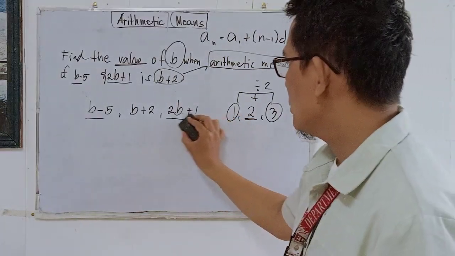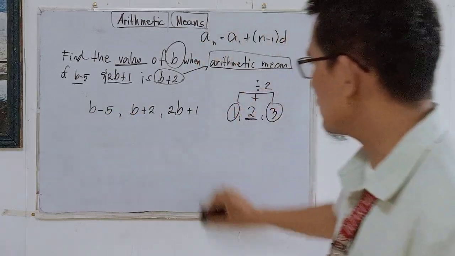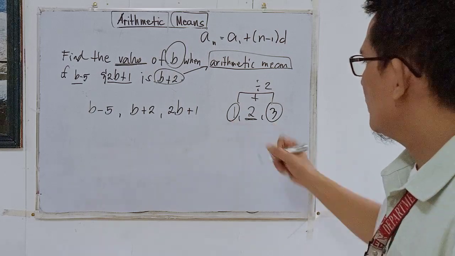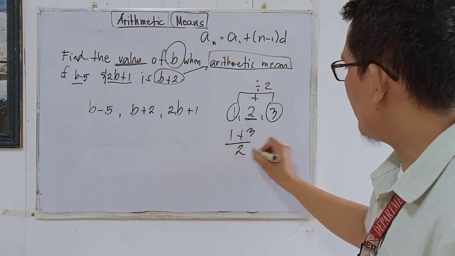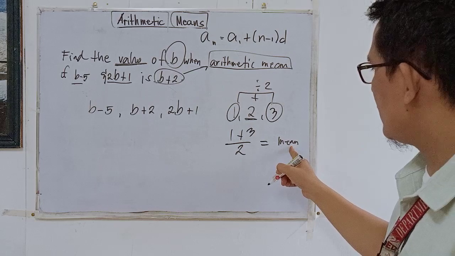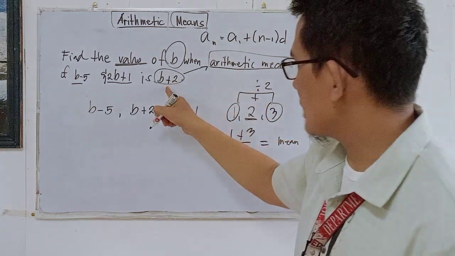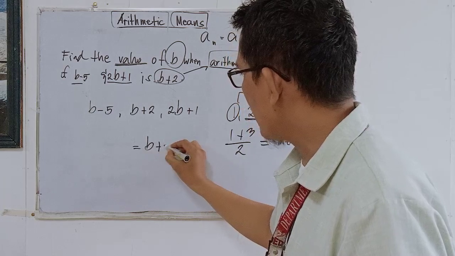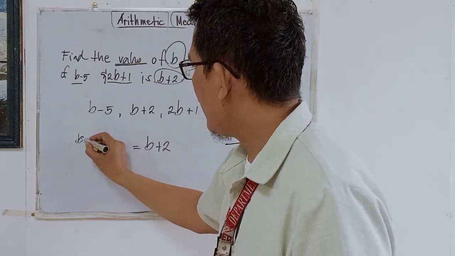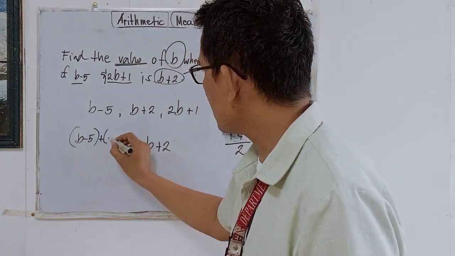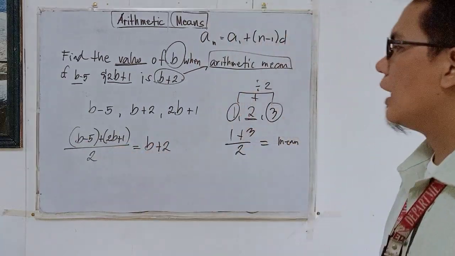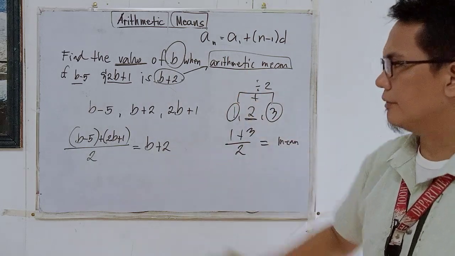Another way is using the common difference. But let us go first for the averaging. Okay? So we add 1 and 3. 1 plus 3 divided by 2 is equals to our mean. Okay? Our mean here is given, and that is b plus 2. So therefore, that becomes b plus 2, and this is our mean. Add first term and last term, b minus 5 plus 2b plus 1, divided by 2 to get our arithmetic mean. Arithmetic mean is already given.